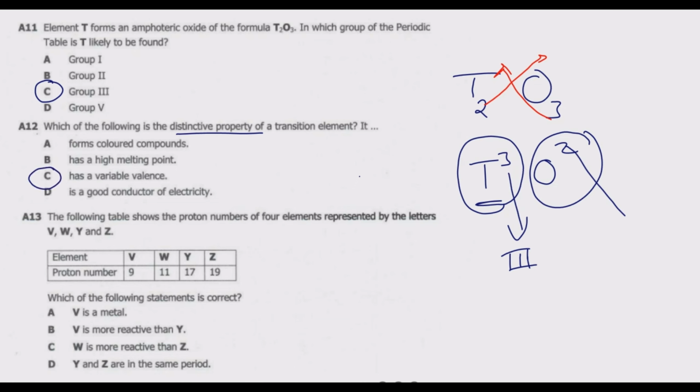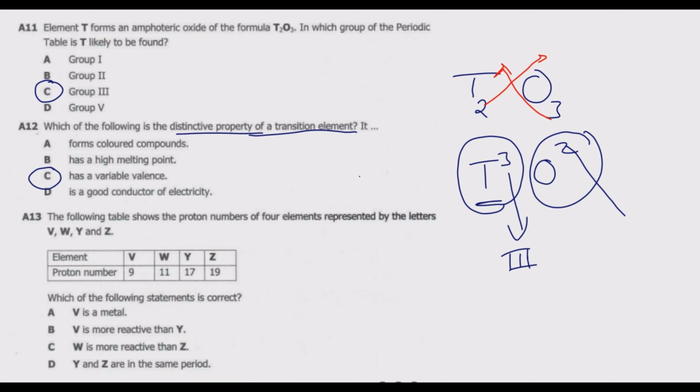Only transition elements have got a variable valence. This only occurs in transition elements. So that's why C becomes the correct answer. We go to number 13.